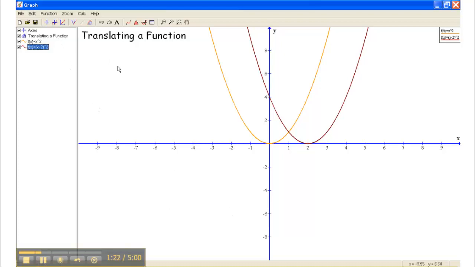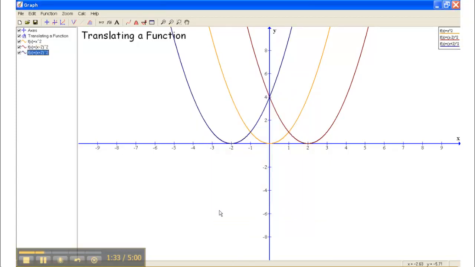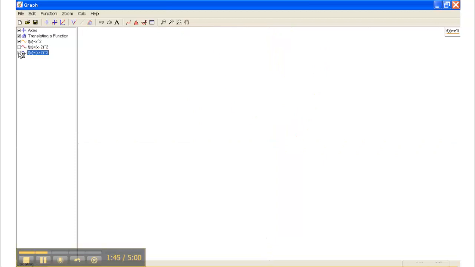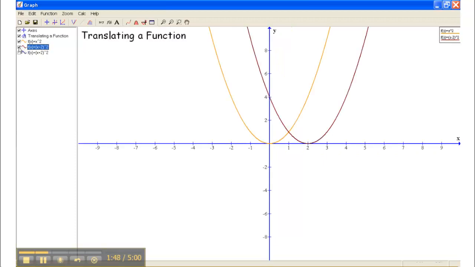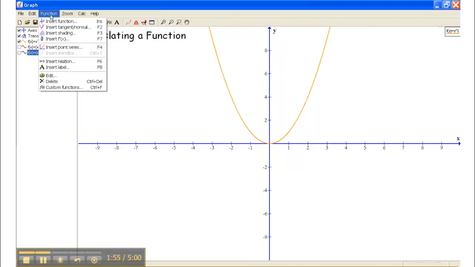So what do you think is going to happen if we add 2 to x before we square it? It's the same family, still a parabola. Let's make it a different color. If you guessed that it would go 2 units to the left, you'd be correct. So, this was our original. That was shifted 2 units to the right, and this shifted 2 units to the left. We subtracted 2 from the x-coordinate. We added 2 to the x-coordinate before we squared it. That's really what happens to the function.